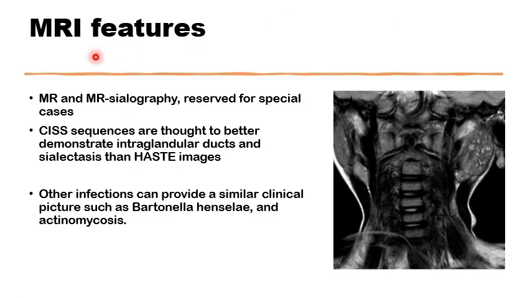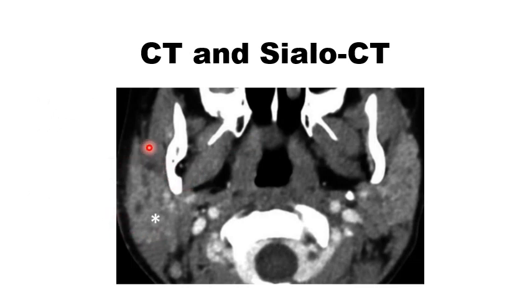MRI scans and MR sialography are usually reserved for some special cases. It shows the basic pathology again, with some areas of sialectasis surrounded by lymphocytic infiltration and diffuse enlargement of the salivary gland itself. Very similar features will be seen in CT scans and Sialo-CT scans. All these are not usually required routinely in cases of juvenile recurrent parotitis. Areas of sialectasis are seen here as reduced density surrounded by periductal lymphocytic infiltration and heterogeneous enlargement of the affected parotid gland.